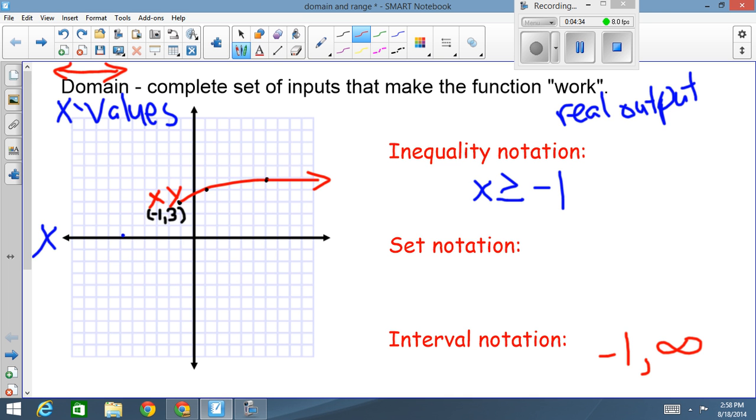And infinity is like that sideways 8 looking thing. All right? Now, what do I put around that? Well, you're going to have one of two options. You're either going to put a parentheses or you're going to put a bracket.